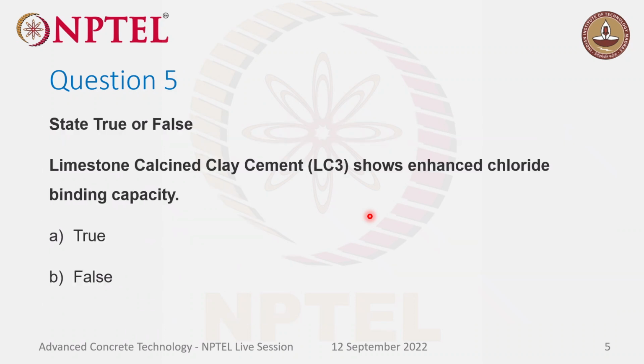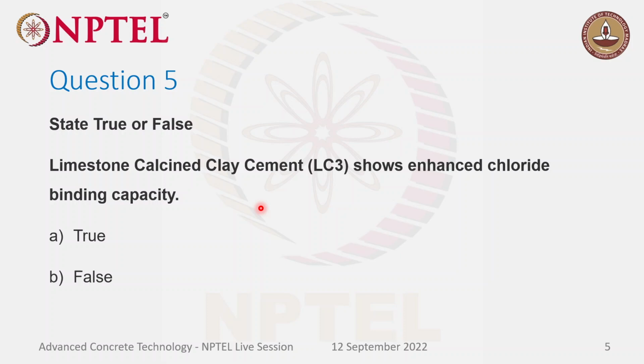Okay, now let's get back to question 5. Please give your answer in the chat box. Question 5 is very simple. If you know the chemical composition of limestone calcined clay cement, then you will know the answer. Limestone calcined clay cement, which is called LC3, shows enhanced chloride binding capacity. Let me start the timer now. So it says that it has enhanced chloride binding capacity.